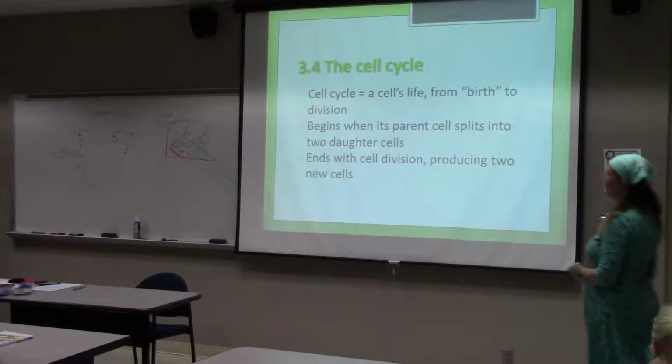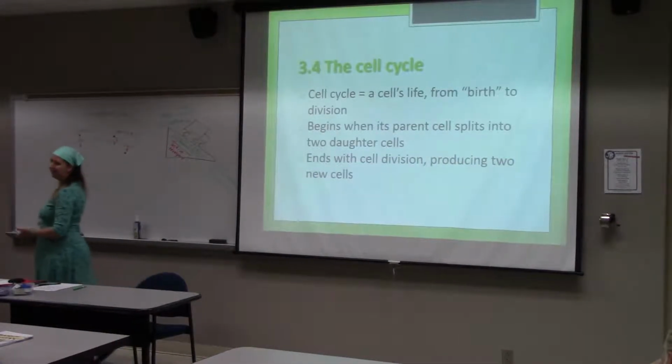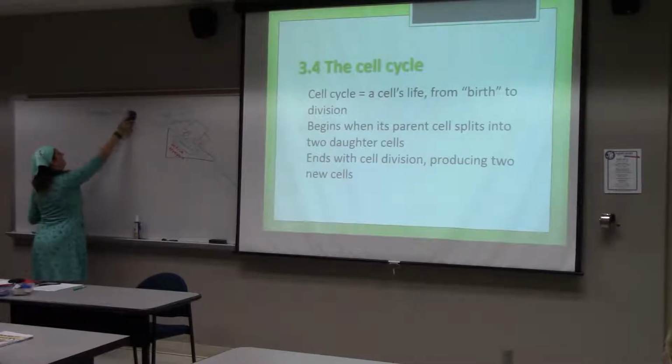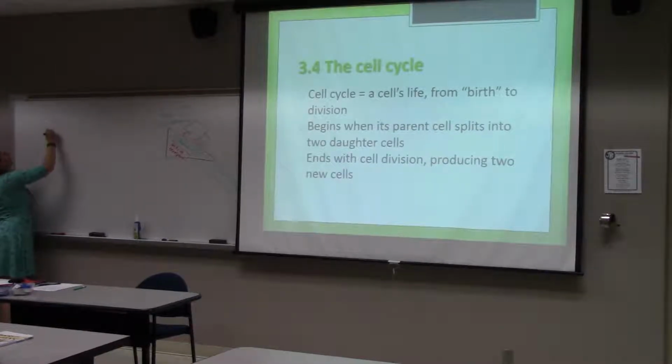Our topic for chapter 3 is the cell cycle. You might remember things like the insect life cycle or other kinds of life cycles. And that's basically what this is for a cell. Cells come from another cell dividing.